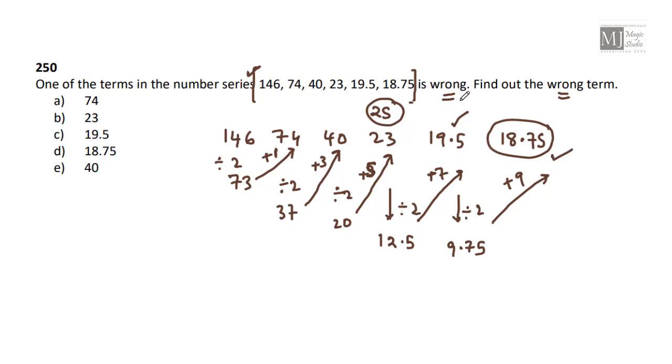It matches. That means 23 was wrongly written. It should be 25. Find the wrong term. Wrong term is 23, and in place of 23 we should have 25. 23 is there in option B. Answer is option B.